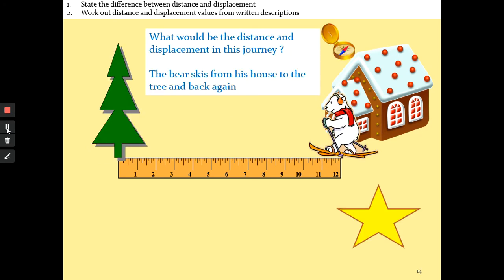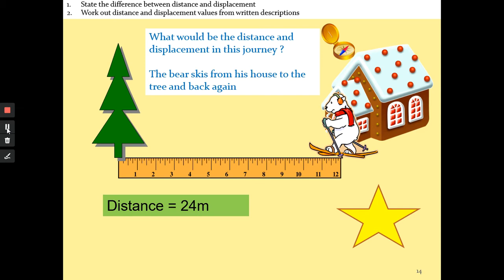Now read this journey and see if you can work out the 2 answers on your own. Whilst you've got thinking about it, pause the video. Okay, so this new journey simply says the bear's going to ski from his house to the tree and back again. So if I ask you about the distance, it's the distance to the tree plus the distance back again. So that would be 24 plus 24, because that's 12 plus 12.